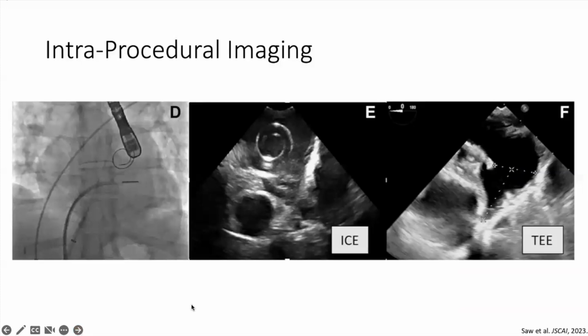And then intraprocedural imaging also involves echo. In panel D here, we have the fluoroscopy image, which is also used to guide the procedure in conjunction with echo. Originally, the procedure was done mostly with transesophageal echo, and currently there's increased use of intracardiac echo as well, with the benefit that the patient doesn't need general anesthesia, so they might be able to do more cases or decrease the risk that comes with general anesthetic. There's a lot of innovations happening in this area for intraprocedural guidance.